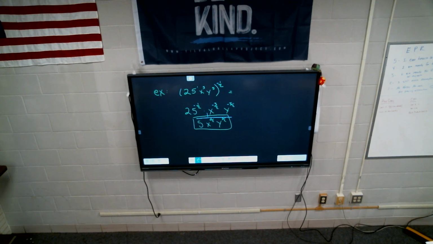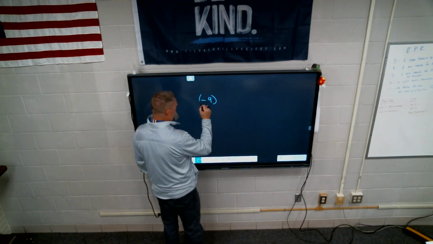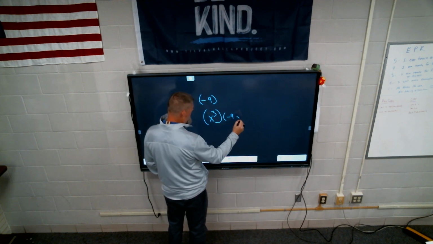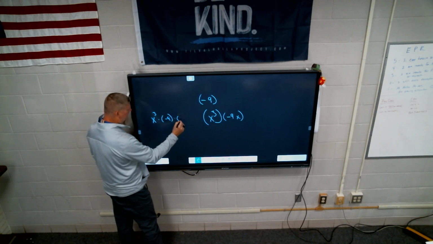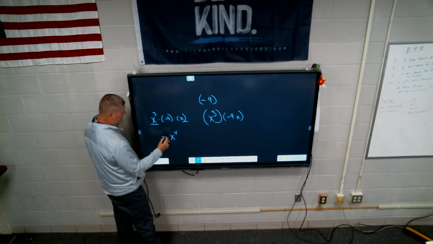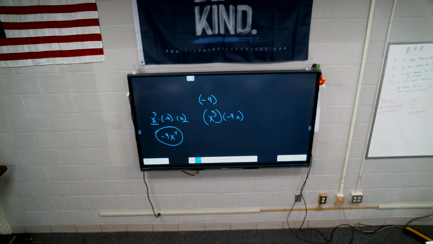So, okay, with this, would this become then? Okay, so it's all multiplying, right? So x to the third times negative 9 times x. So you can combine those to make it x to the fourth. You have negative 9x to the fourth. What is that technically?